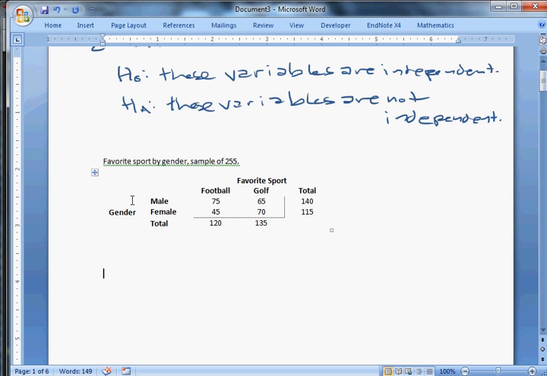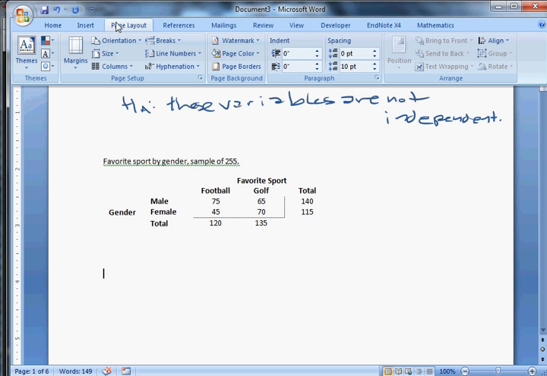And as I said before, our null is always going to be that the same percentage of people who like football are male as people who like golf, or the same percentage of men like football as women like football. That the percentages do not vary across these two categories, right? That they're not related.